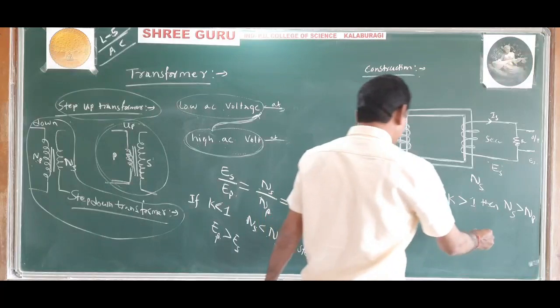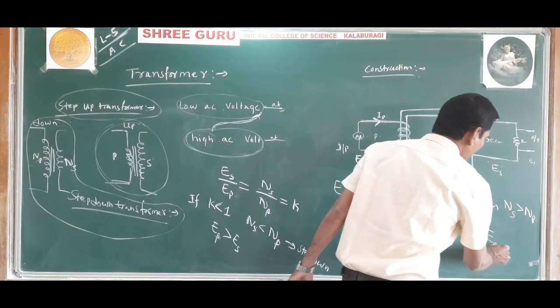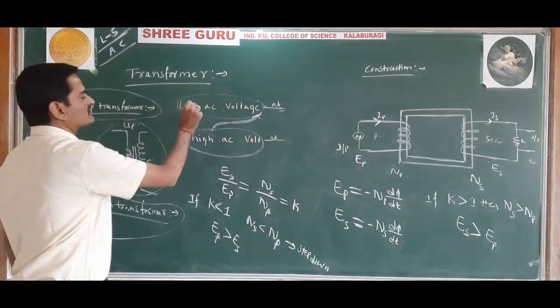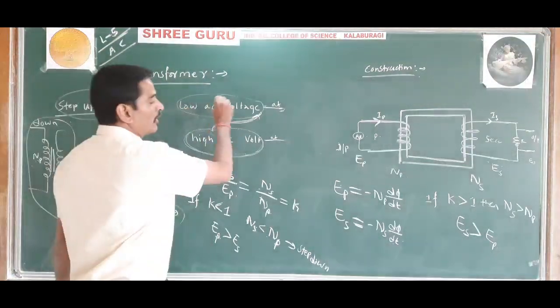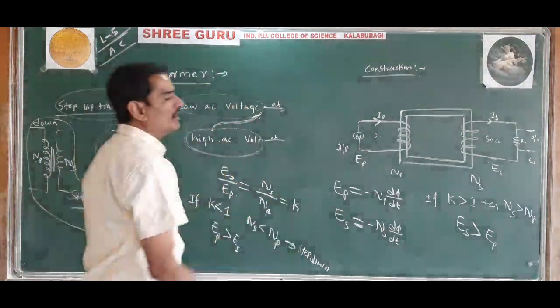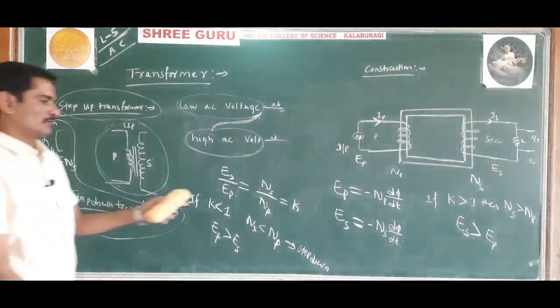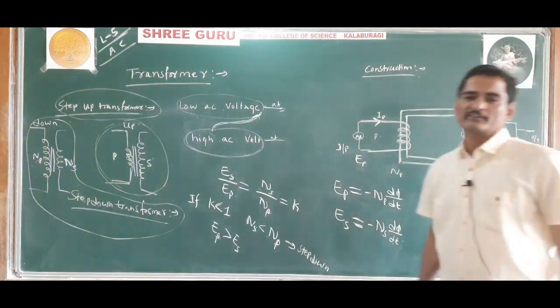In this case, ES, that is the output voltage, is greater than the input voltage. That is, low AC voltage is converted into high AC voltage. That is called a step-up transformer. Hope you have understood this concept. Okay. So this is the working of a transformer.